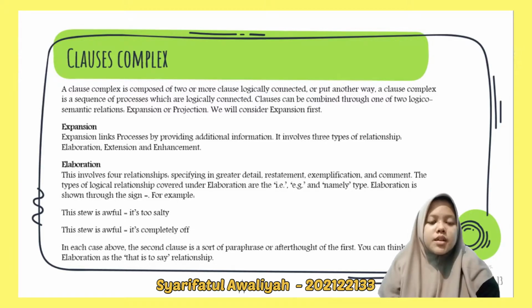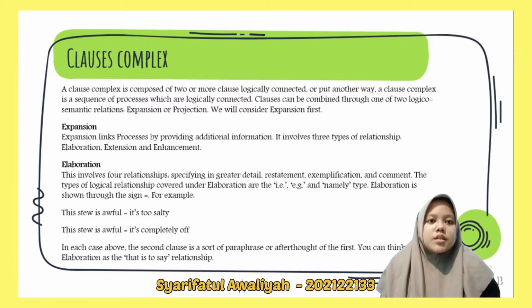Expansion links processes by providing additional information. It involves three types of relationship: elaboration, extension, and enhancement. First, elaboration. This involves four relationships: specifying in greater detail, restatement, exemplification, and comment. The types of logical relationship covered under elaboration are the "that is," "for example," and "namely" type.